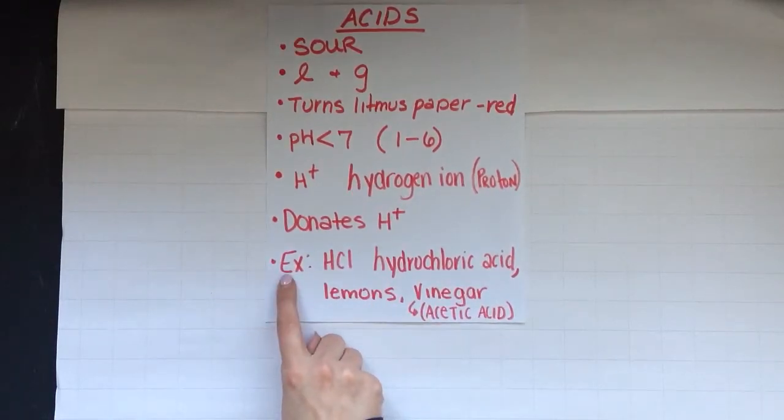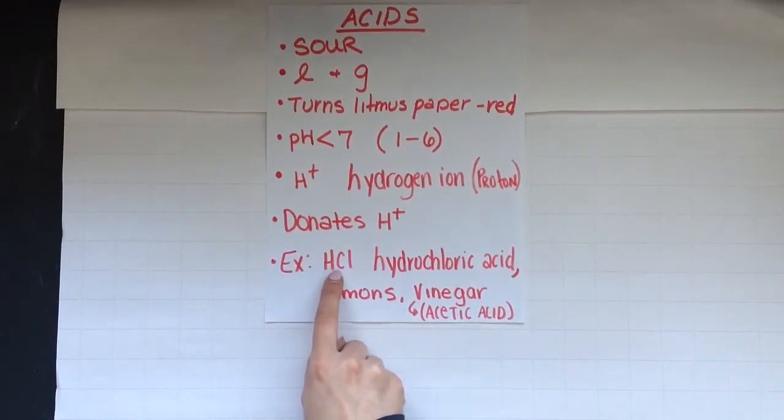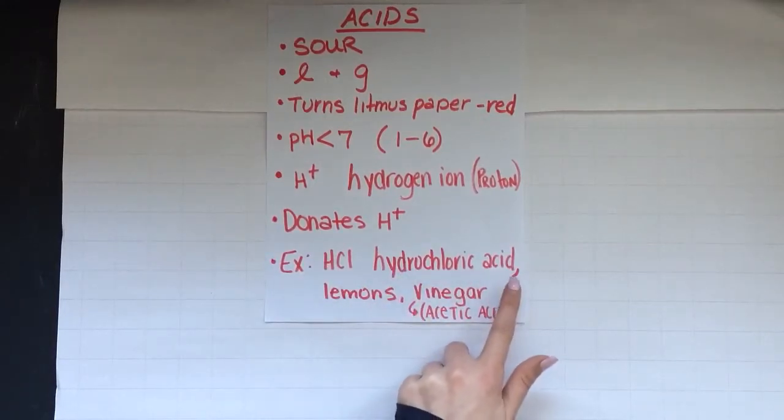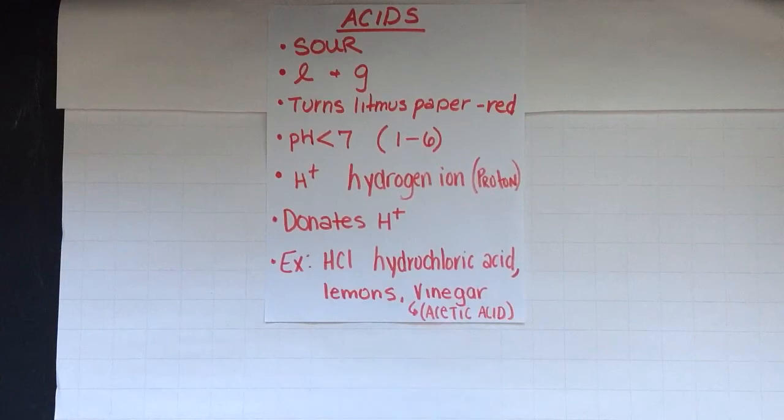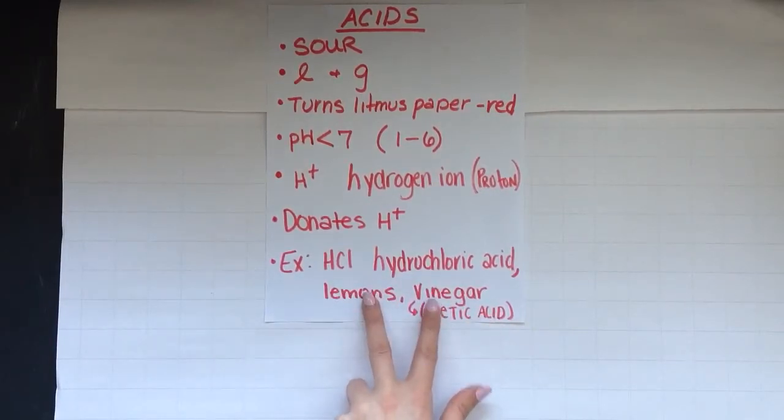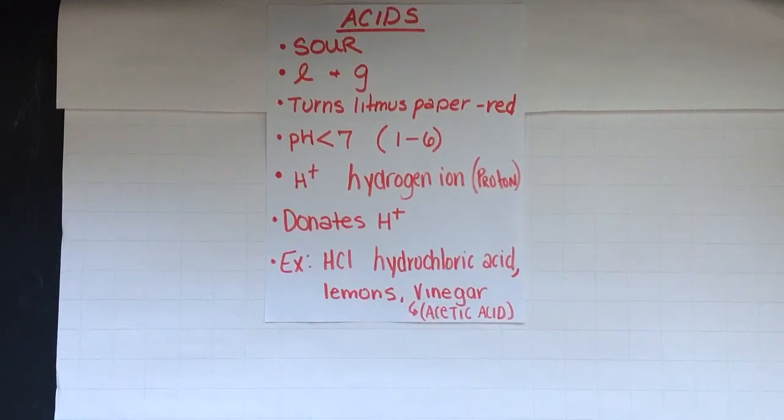Here are some examples of some acids. We're very familiar with this one because we've used it in lab a lot: hydrochloric acid. Some other common acids that you might not have realized are edible acids, such as lemons and vinegar. Vinegar is made up of an acid called acetic acid. So these are our edible acids, which would taste sour. And hydrochloric acid is the one we use in lab, which is not an edible acid.